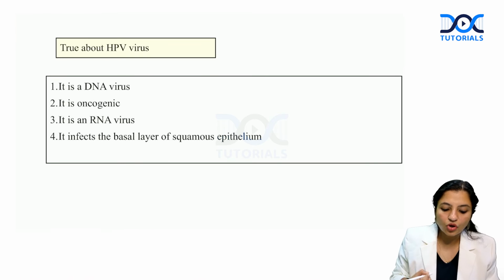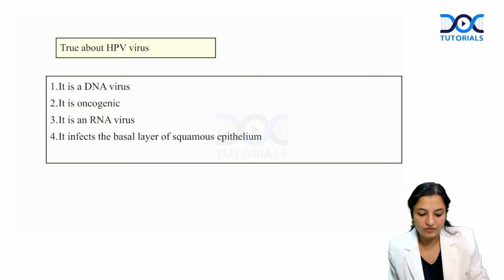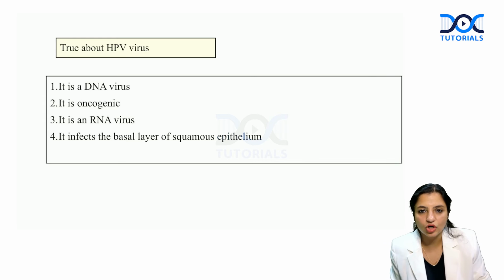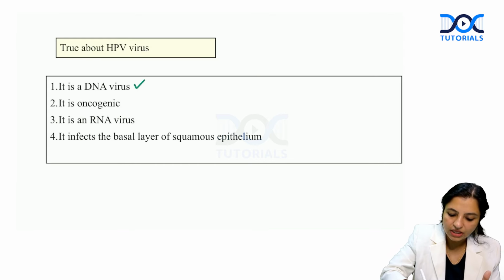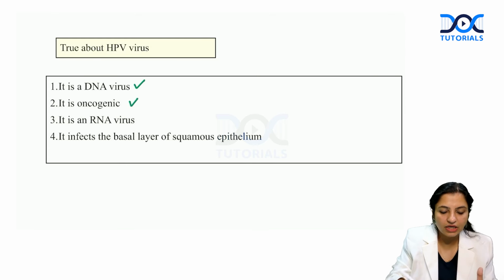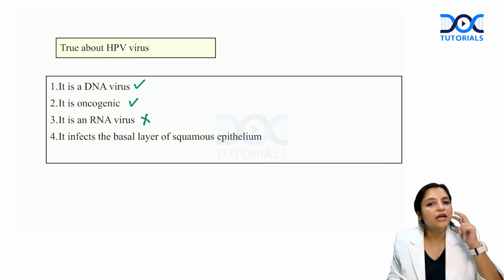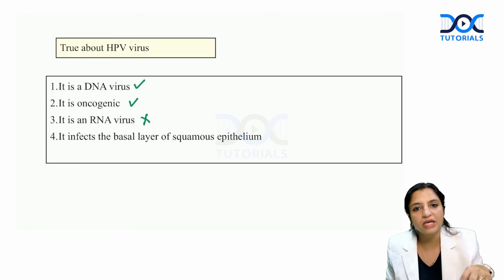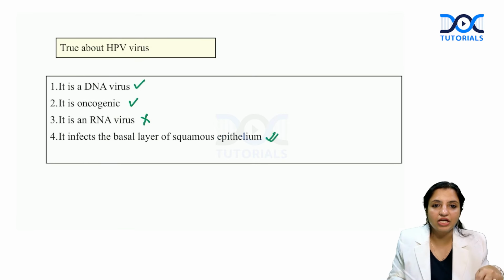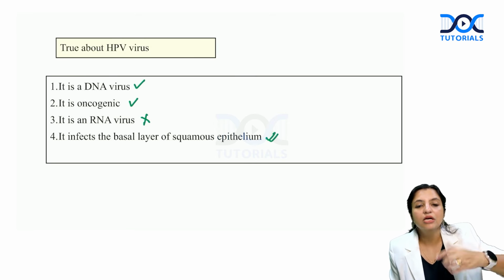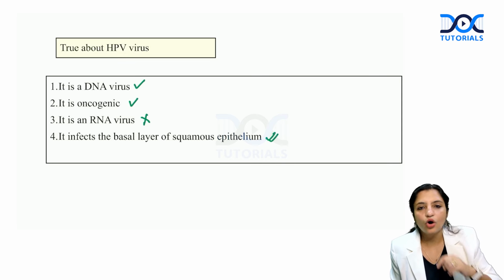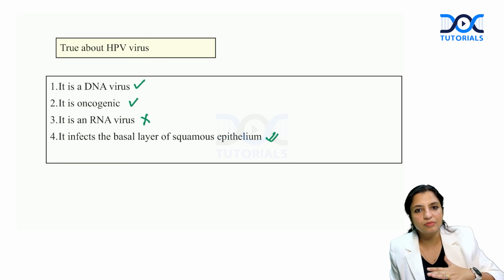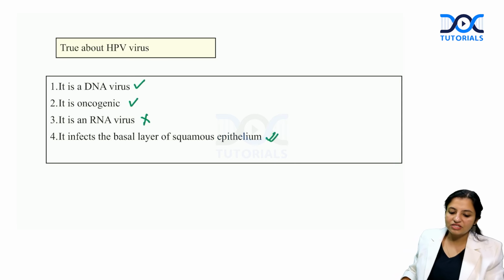So whenever I'm talking about true about HPV, remember, this is again a repeat question. We have talked about it. It is a DNA virus. We know that it is an oncogenic virus. It is not an RNA virus, and it typically enters into the base of the epithelium. So that's very, very typical. Either through abrasion or any cause, it enters into the base of the epithelium. That's where it infects.